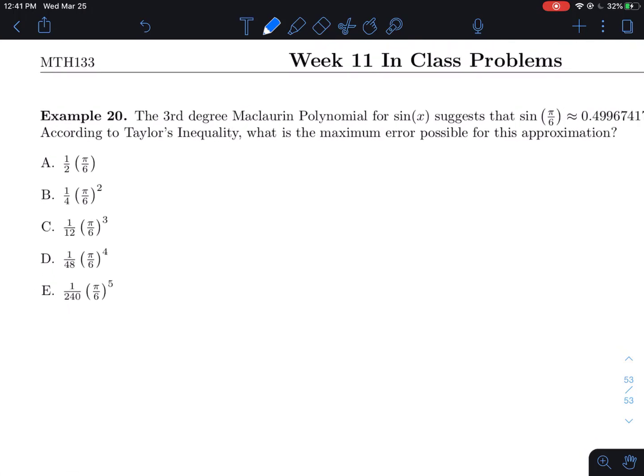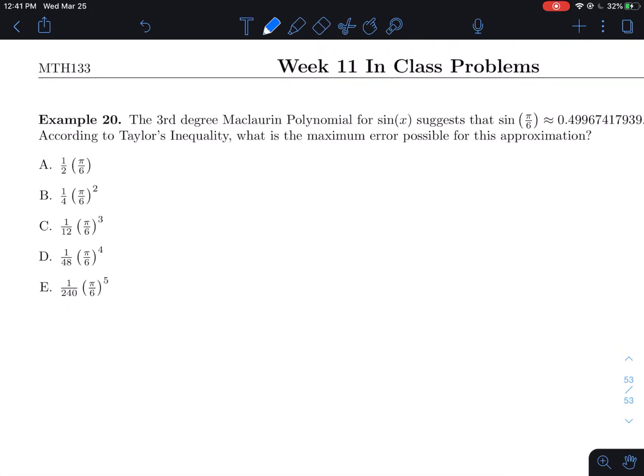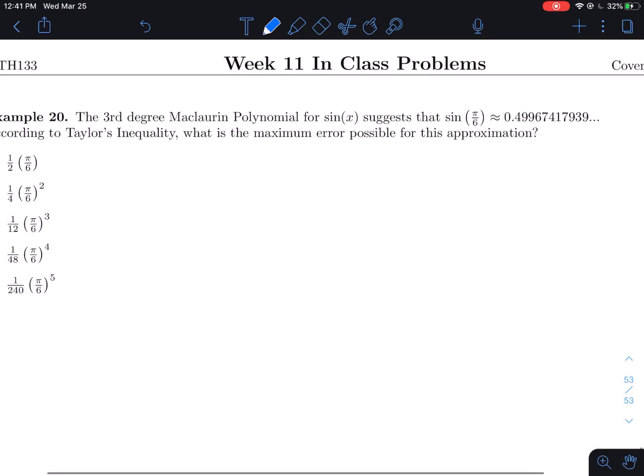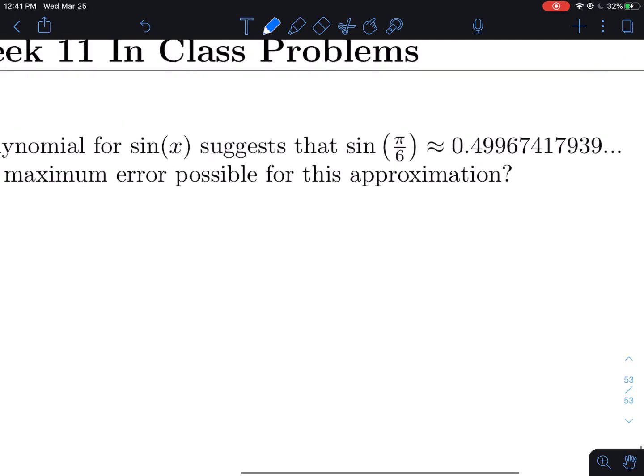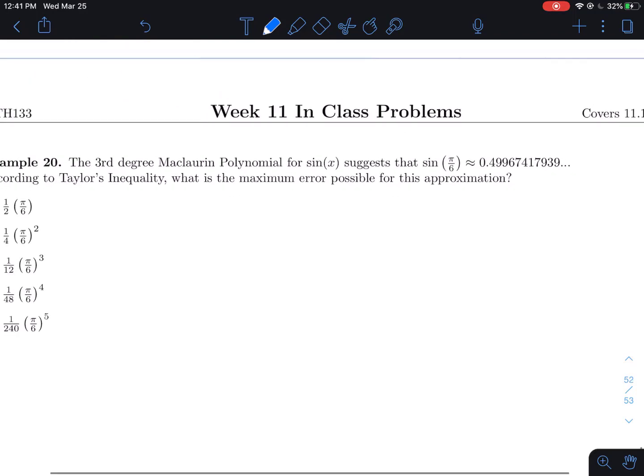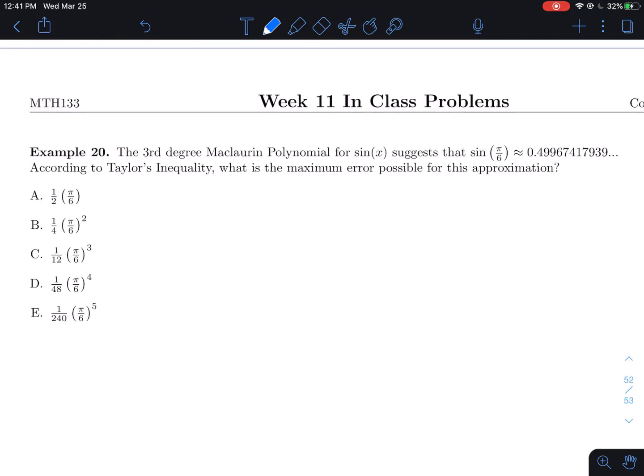This one here: the 3rd degree Maclaurin polynomial for sine suggests that sine of pi over 6 is approximately equal to 0.49967, and so on and so forth. And of course we know sine of pi over 6 is actually on the unit circle, so we know that it happens to be 0.5, just FYI. But I want to use Taylor's inequality to see what is the maximum error possible for this approximation. What does Taylor's inequality actually tell us?